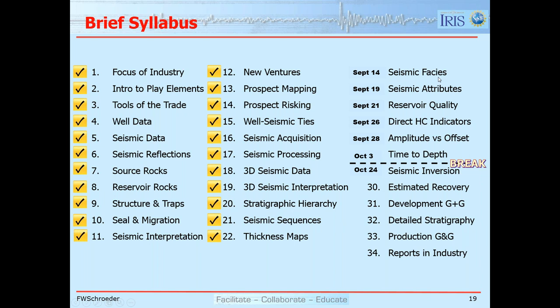And Thursday, I'll talk about seismic facies. We'll talk more about using seismic data to interpret environments of deposition. And then a wonderful companion follow-on is talking about seismic attributes.